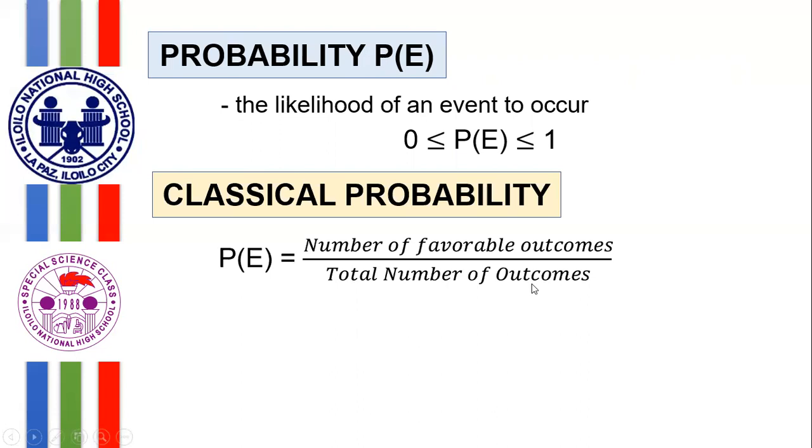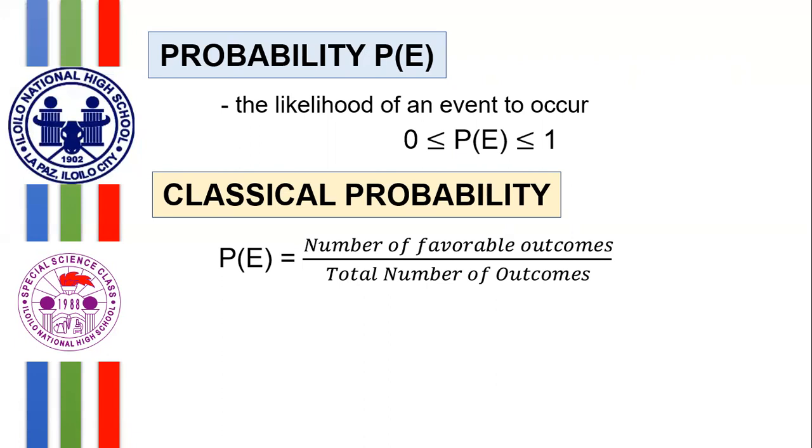So in here, it is important that we determine how many outcomes are in favor of a certain event, and you take that as a ratio together with the total number of outcomes. And to determine the total number of outcomes, there are many ways, depending on the situation.